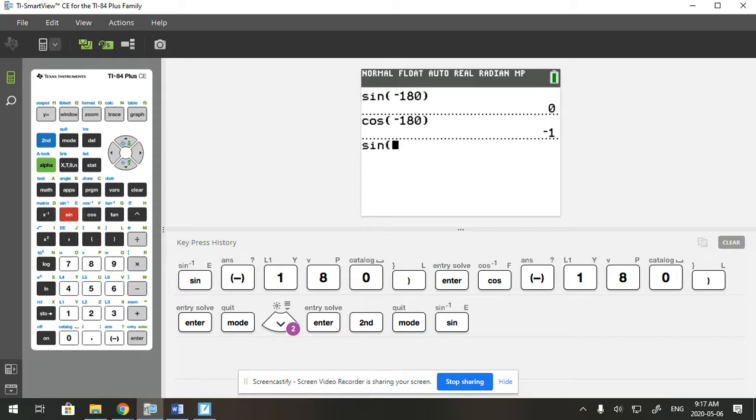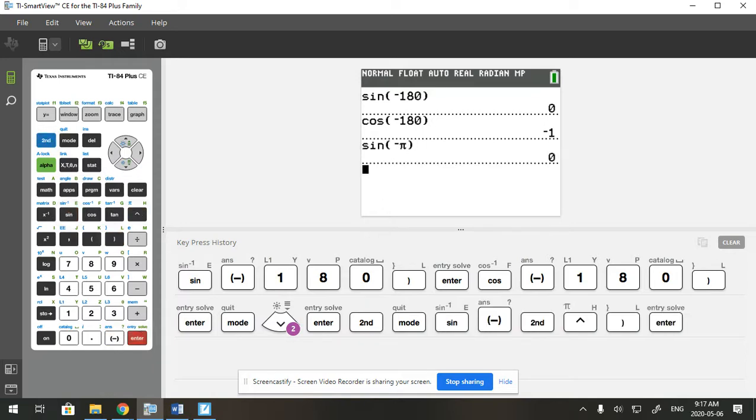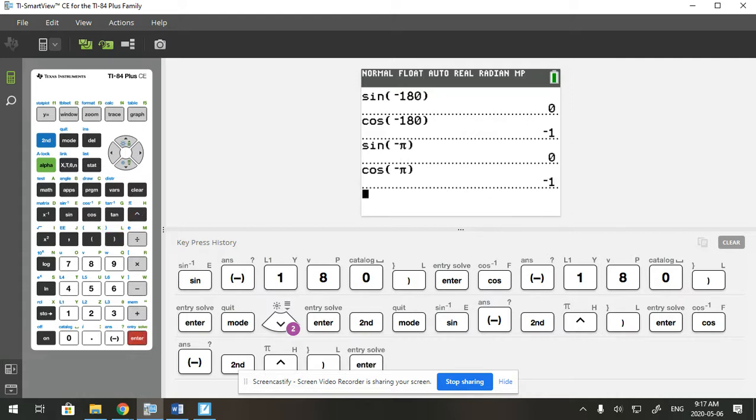It's going to be the same thing. But now we're making sure we're using radians instead of degrees. You can see it equals 0, and cos of negative pi should give me negative 1, which it does. So we're going to leave our calculator in radian mode and use that for most of everything in this unit.